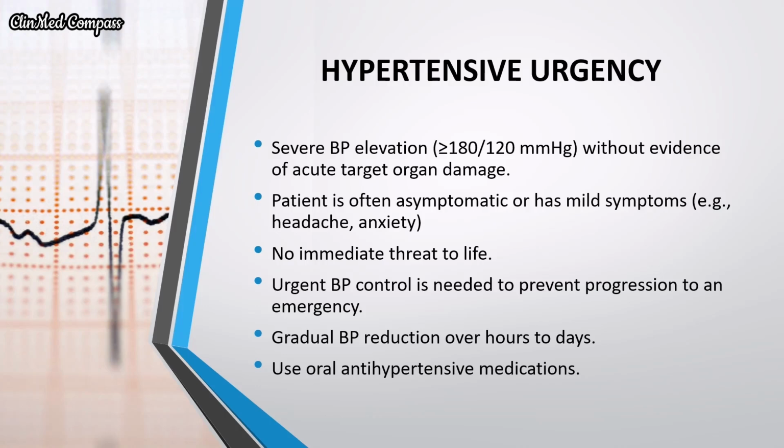Here, the blood pressure is severely elevated, usually above 180 over 120 millimeters of mercury, but there is no evidence of target organ damage. The patients are often asymptomatic or they will have mild symptoms. Key points to note in management is that hypertensive urgency is not immediately life-threatening.